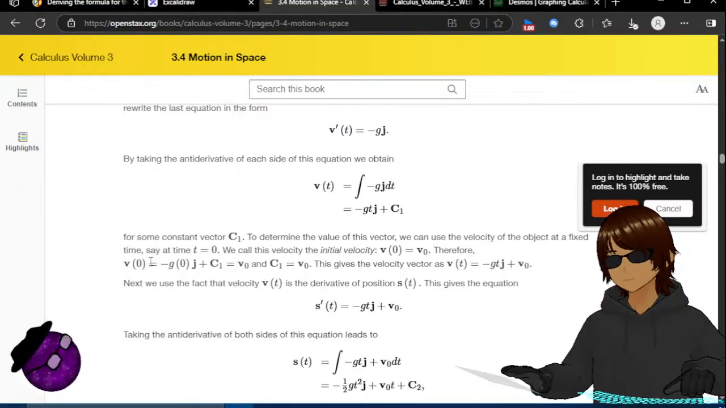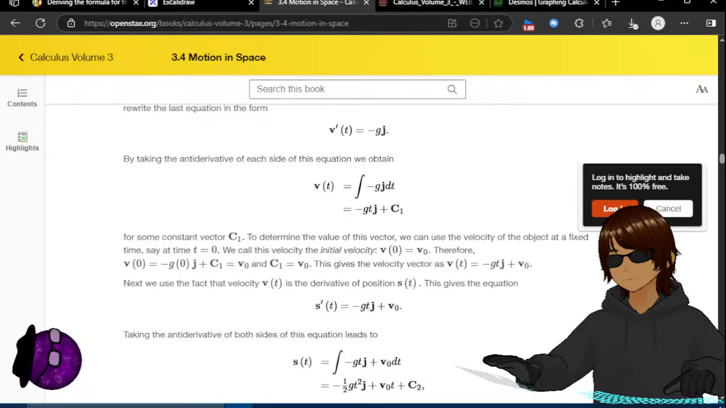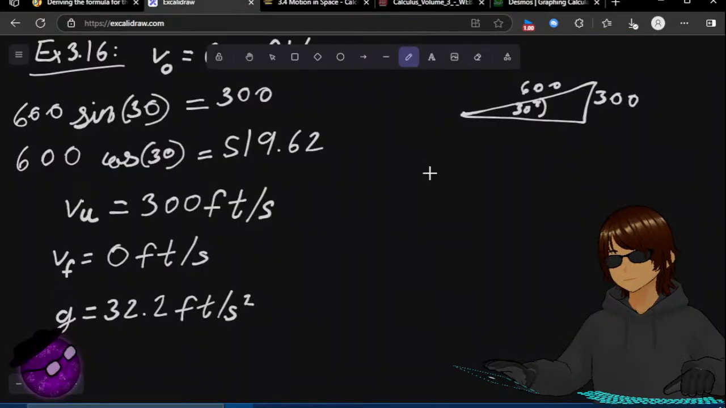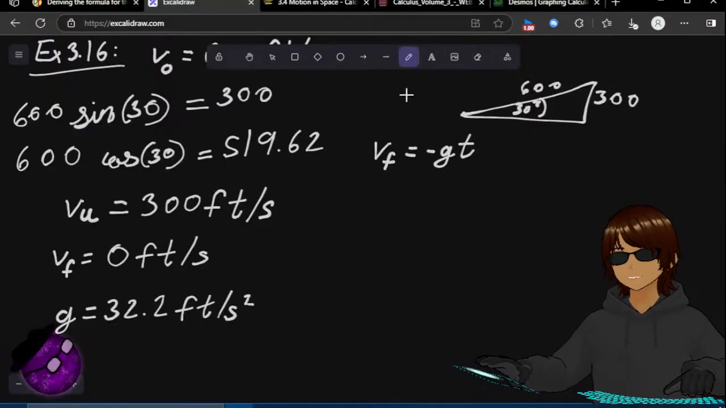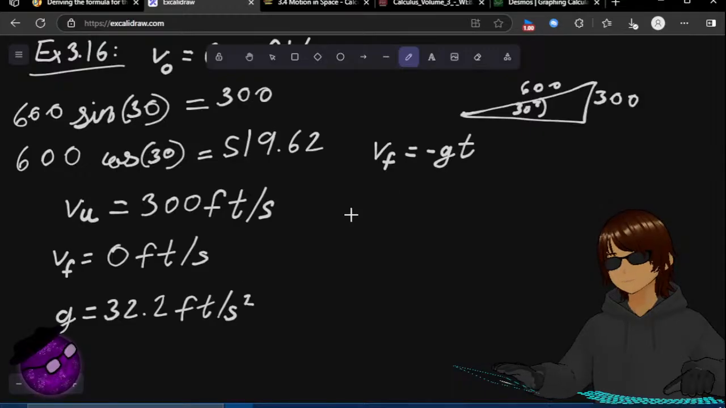So what do we have? V final is equal to minus G dj. I think let's use G as a vector. G is a positive vector going up, which is 32.2 feet per second squared.